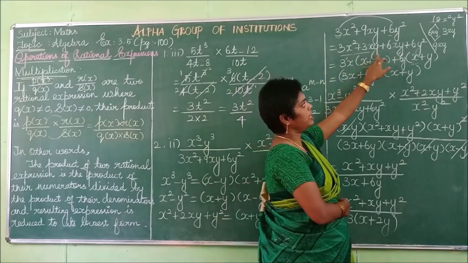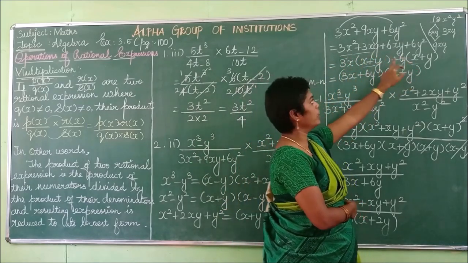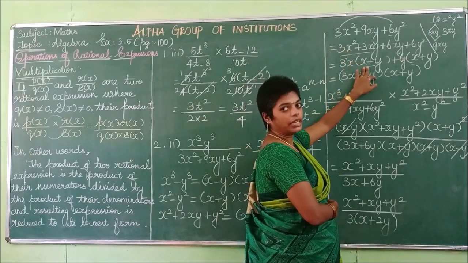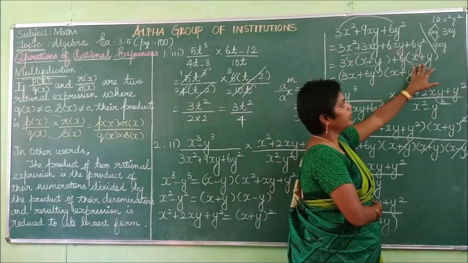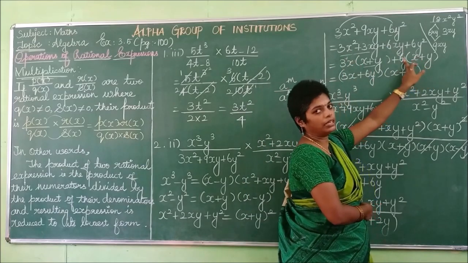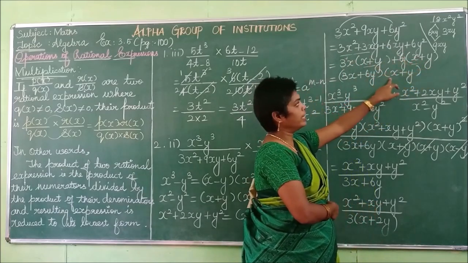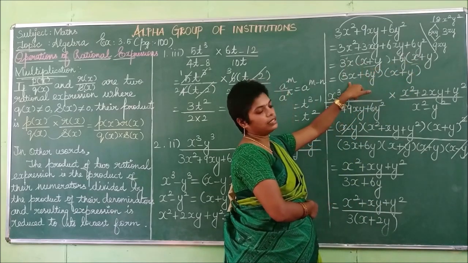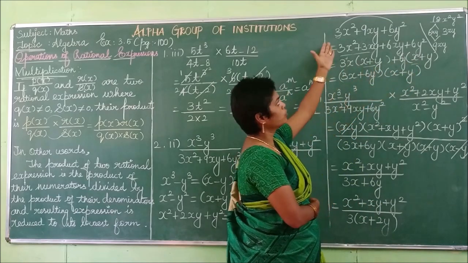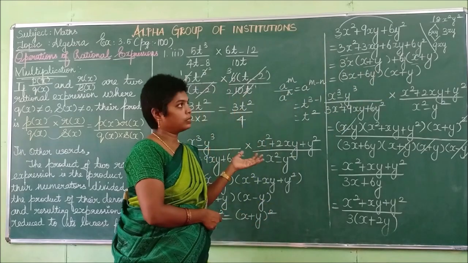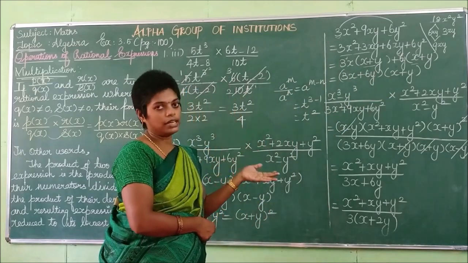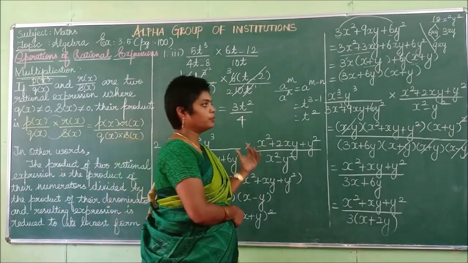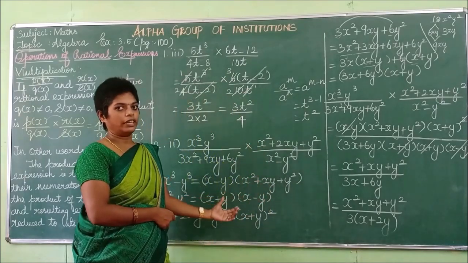3x squared plus 3xy plus 6xy plus 6y squared. Then take 3x as common, what is the remaining term? x plus y. So here if you take x plus y as common, what are the remaining terms? Plus 6y. So x plus y is taken as common. The remaining terms can be written like this, 3x plus 6y. So 3x squared plus 9xy plus 6y squared can be written as 3x plus 6y into x plus y. Now substitute all the values, find out here.